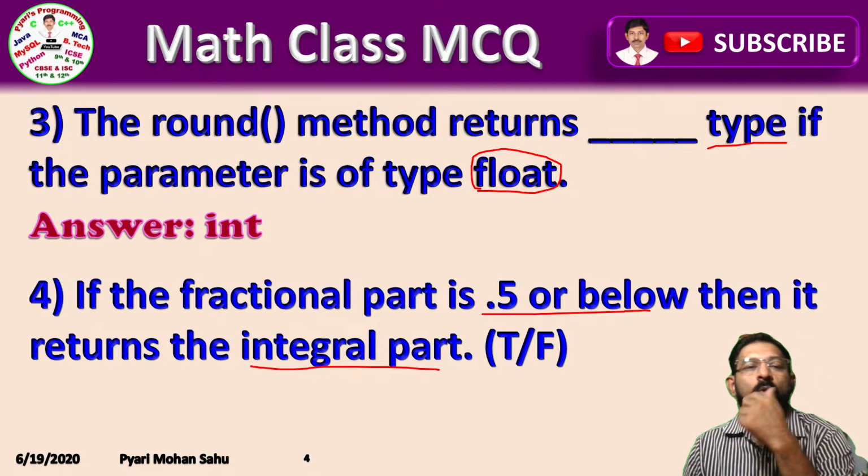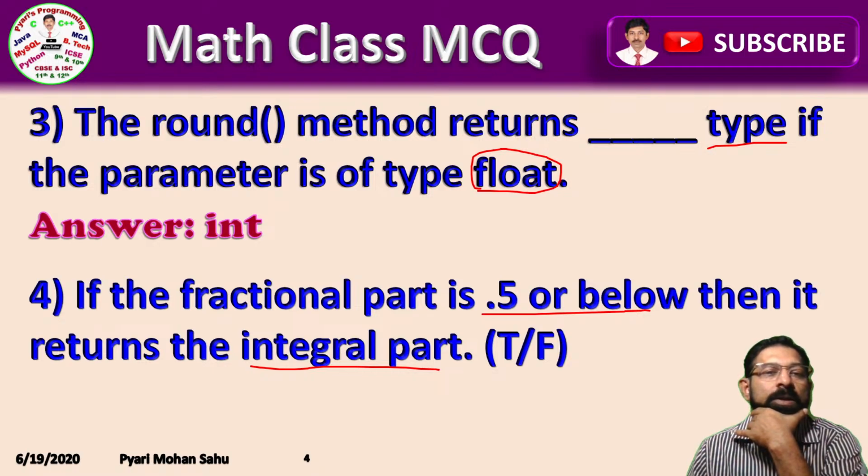Yes, who can tell me the true part? If the fractional part is 0.5 or below, then it returns the integral part, it is saying. So is 0.5 included or excluded for the integral part?